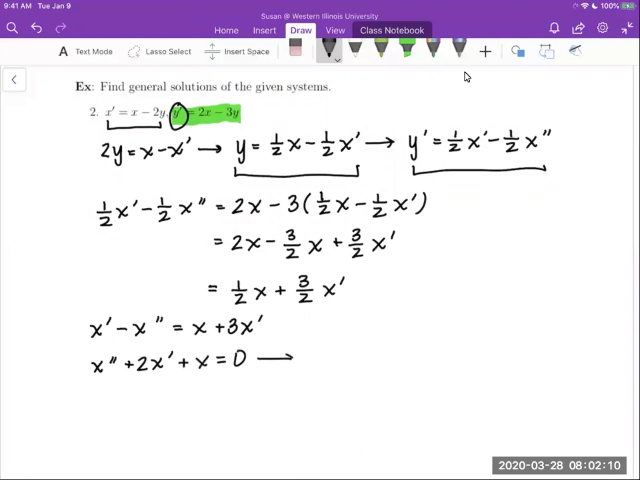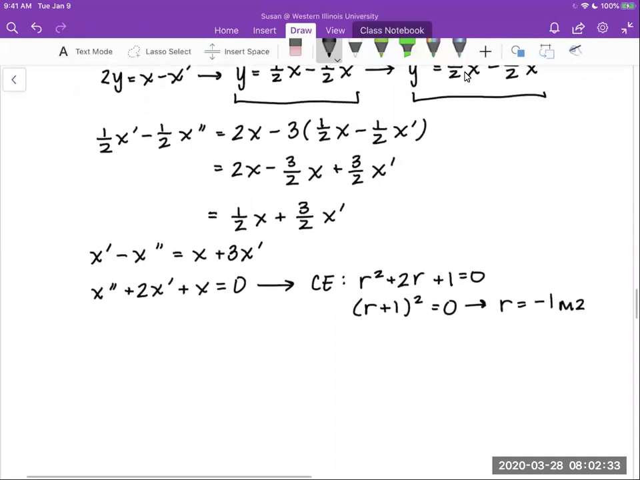And then this is just looking back to sections 3.2 or 3.3. We can solve this by setting up the characteristic equation, which is r squared plus 2r plus 1 equals 0. This factors to r plus 1 squared. And so the roots of our characteristic equation are -1 with multiplicity 2. All right, so now I can set up my solution.